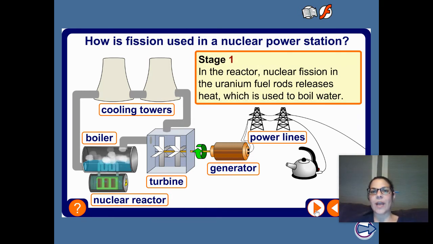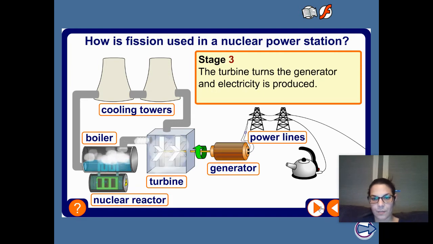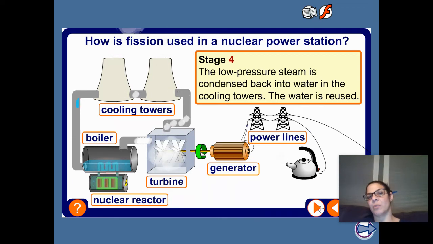So stage one, in the reactor, nuclear fission in the uranium fuel rods releases heat, which is used to boil water. So you see the boiler right here is now boiling water. Boiling water produces high pressure steam. The force of the moving steam turns the turbines. The turbines turn the generator, and electricity is produced. Then that steam goes up through the cooling towers. It condenses back into water, and it goes back into the boiler. Here they show it as a single loop.